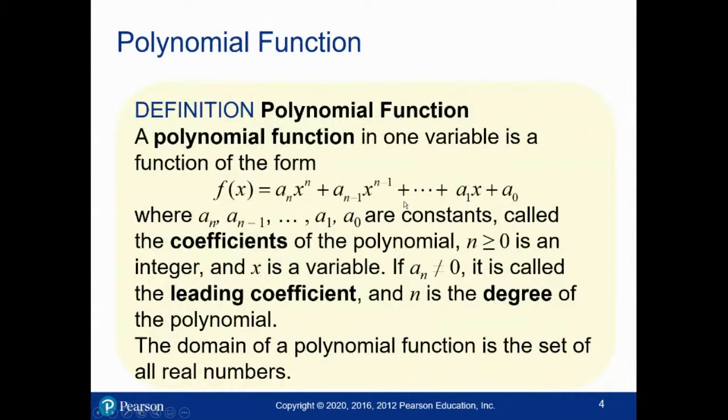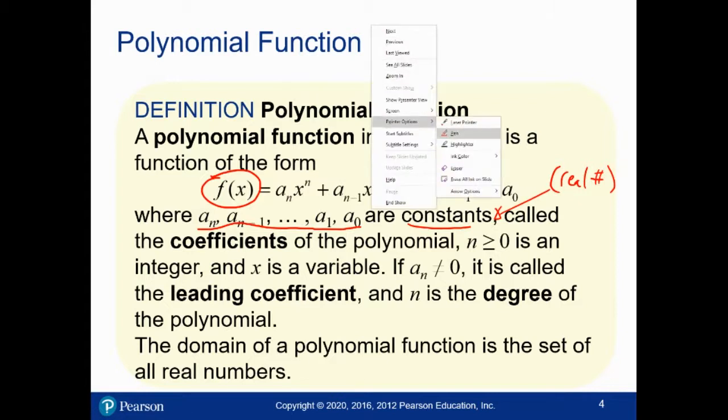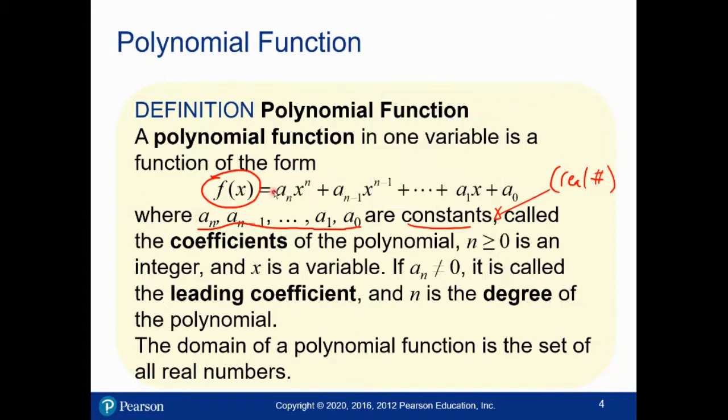All right, this looks like a very complicated expression, but it's not really. So a polynomial is a function. So here we have a function, f of x. Now here's what we have. We have these a's with subscripts are constants, meaning they're just real numbers. So I have a real number. Let me switch over to the laser pointer so I can point at stuff without necessarily drawing. So what we have is a real number times x to a power plus a real number times x to a power plus dot, dot, dot, a real number times x plus a real number.